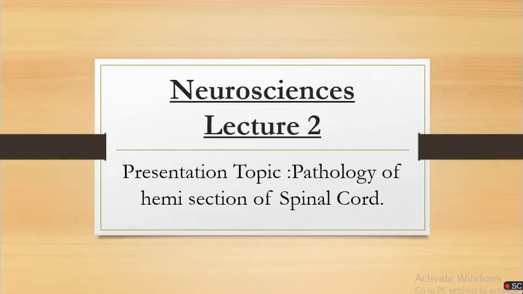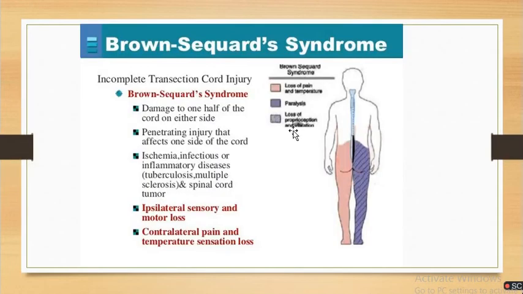Hi everyone. So today is the second lecture of neurology. In this lecture, I will talk about the pathology of the hemisection of the spinal cord, in which we talk about half of the spinal cord. So today our main discussion will be Brown-Séquard syndrome. In that syndrome, there is damage to one half of the spinal cord.